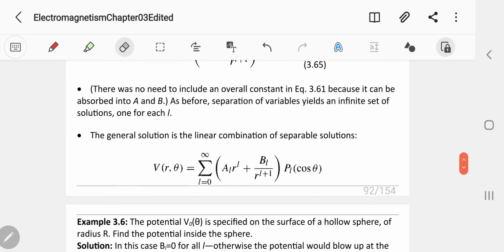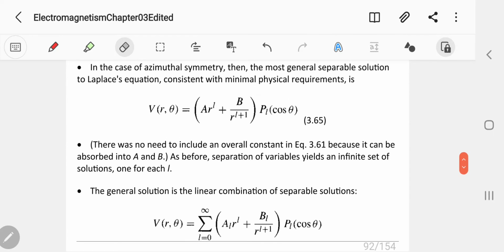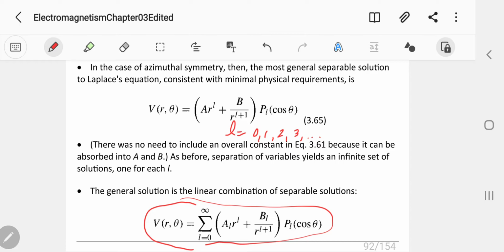By the way, L is of course running from 0 to 1, 2, 3, and so on. So we will have a general solution, which is a linear combination of all the separable solutions. So L starts from 0 here.